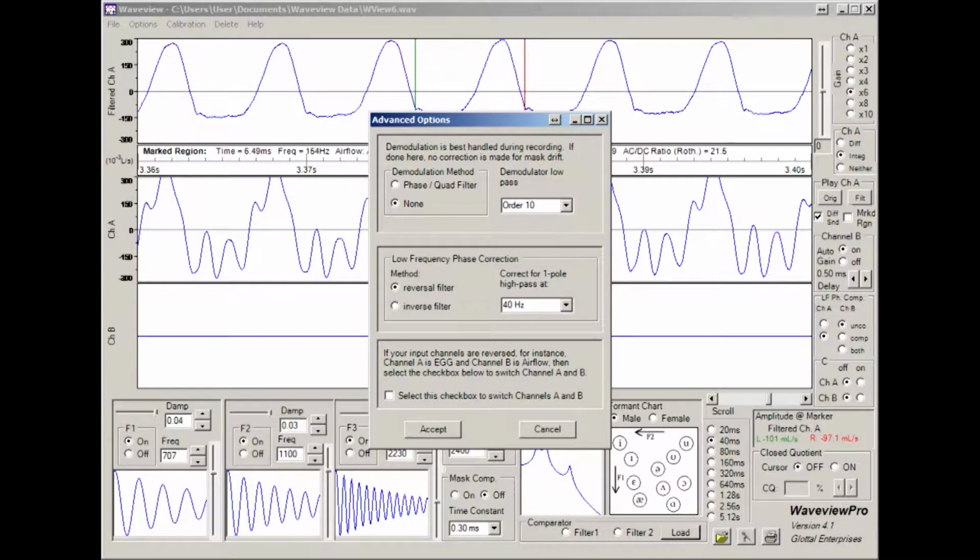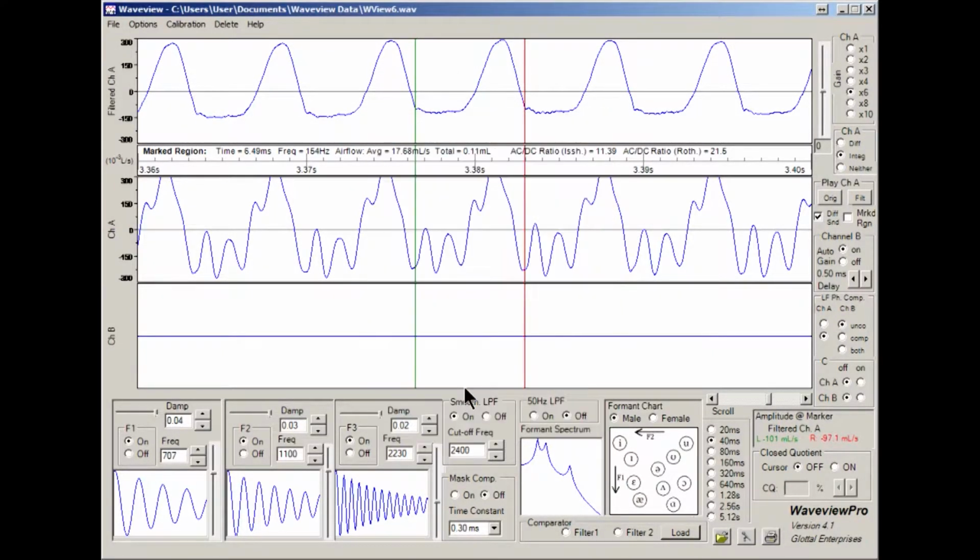The different settings available are 20 hertz, which is less filtering, and 40 hertz, which is a lot of filtering. And 40 hertz is a good setting, so I'll accept it. Okay, so there are the glottal pulses.